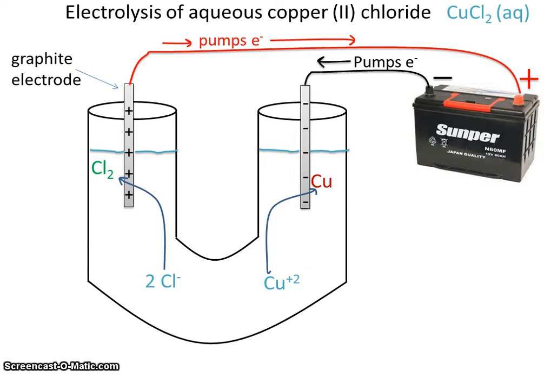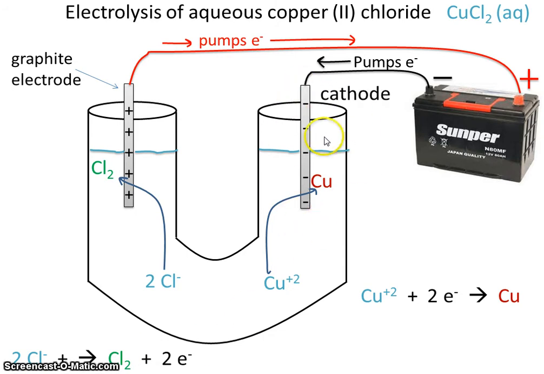Now let's go ahead and write these two half reactions. Remember that copper ion picked up 2 electrons and got reduced to elemental copper. And the chloride ion gave up 2 electrons and in the process turned into chlorine gas. So at this electrode, we have reduction. And you know that reduction takes place at the cathode. And over here, at this electrode, that's the anode, because that's where oxidation is taking place.